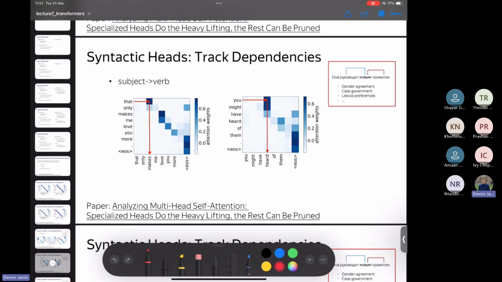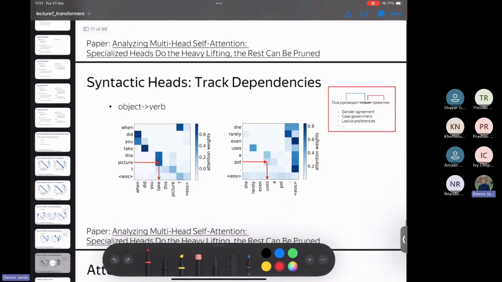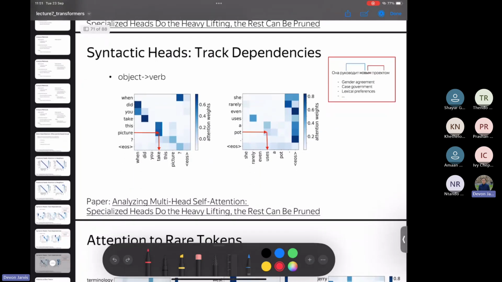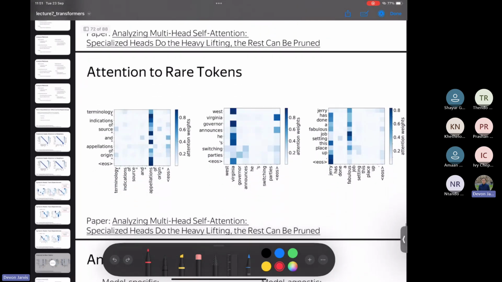Cool. All right, the same thing was found. There's subject to verb tracking. So that makes and you heard. So again, you're trying to see what someone might be doing. Object to verb mappings. You can go through these and have a look. There tends to be quite a lot of them. Again, this paper went quite deep.